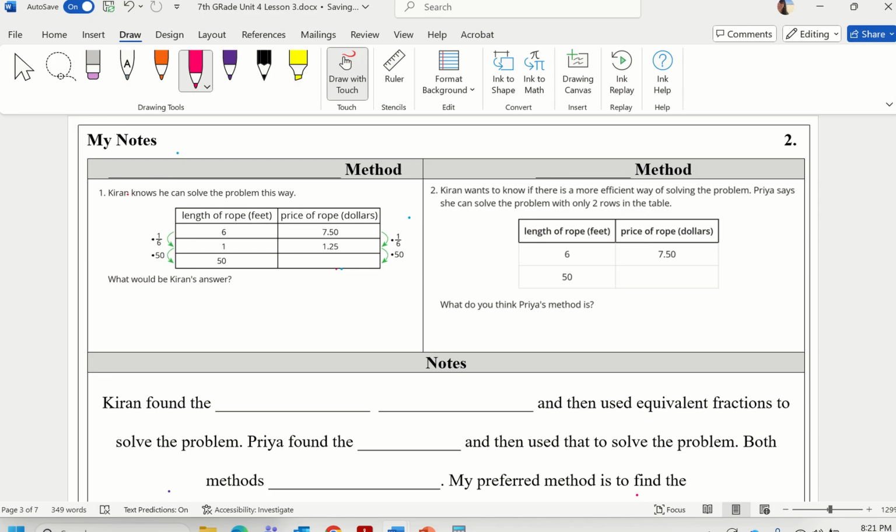So first, for Karan's method, I see he went from 6 to 1 first by multiplying by 1/6. If you remember from the beginning of the last unit, multiplying by 1/6 is the same as just dividing by 6. So when I see that he did 6 divided by 6 to get 1, that tells me that, oh, he's actually finding the unit rate. So we're going to call this one the unit rate method.